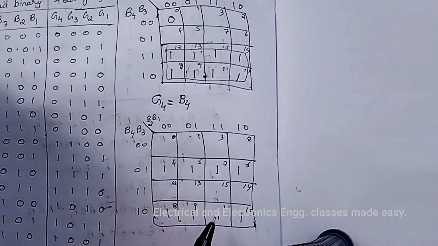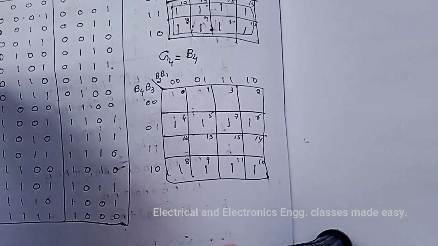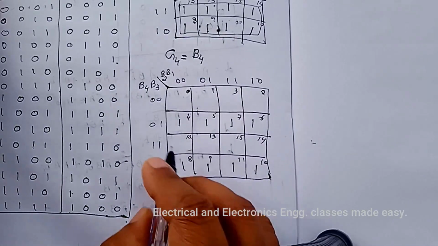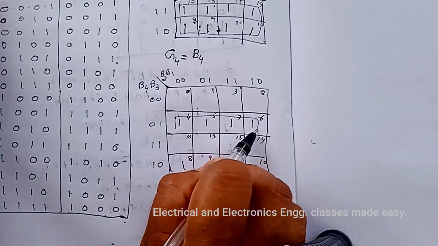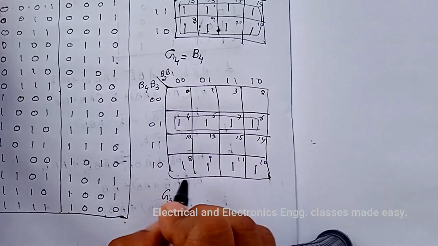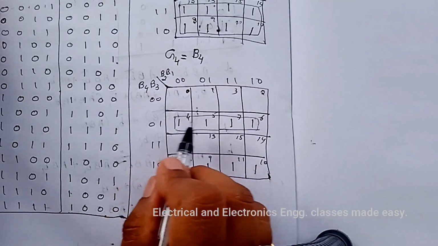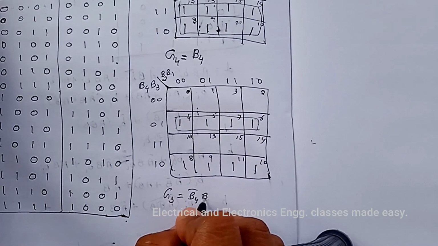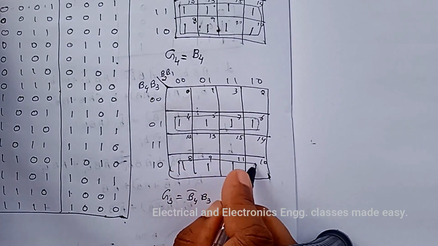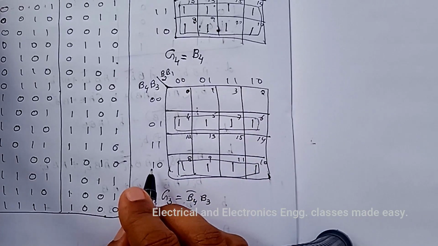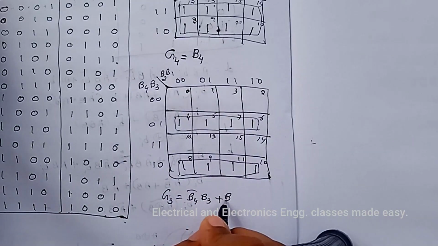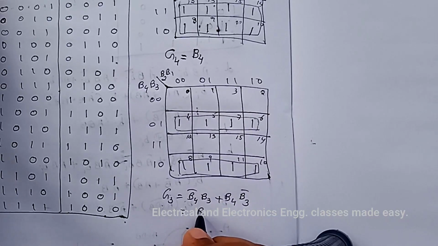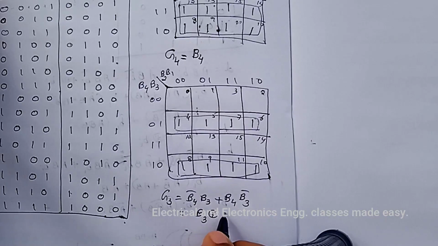So corresponding to this one, we have to minimize G3. So here these 4 squares we can combine. Then for this it is B4 bar B3. And these 4 squares also we can combine, and that is B4 B3 bar, and this is equal to B3 XOR B4.